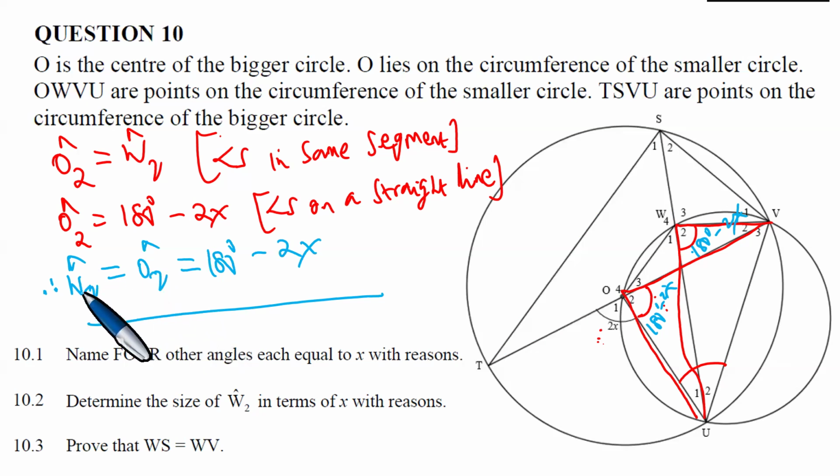This is exam preparation. These kinds of questions, you want to meet them in the exam. It's not that I'm just giving you these questions. They're coming from past grade 11 exams across the 9 provinces of South Africa. So they are very serious questions. You have 5 minutes to do 10.3. Prove that WS equals WV. When you are done, you let us know.